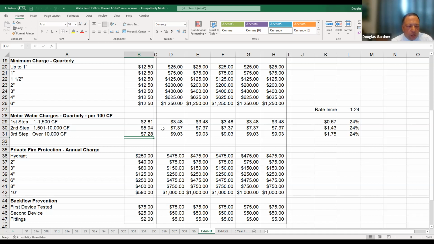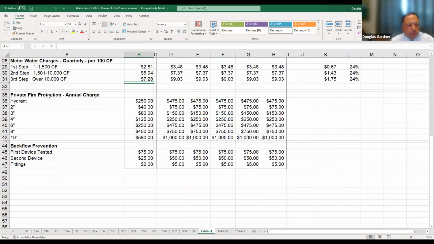And these rates are the same whether you're a single family homeowner, if you have a business, or at Bridgewater State. The fee is the same to each customer. The only thing that will change is if you have a larger meter, your quarterly minimum charge will increase. We're also recommending that the private fire protection charges increase. They are fairly low at this point. So we're recommending some increases there.